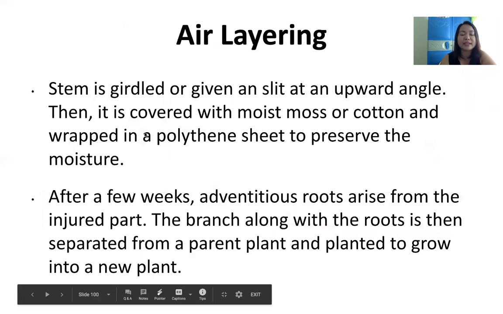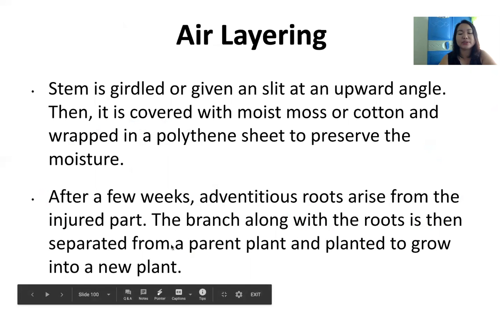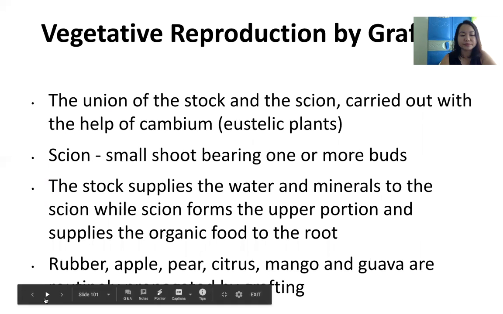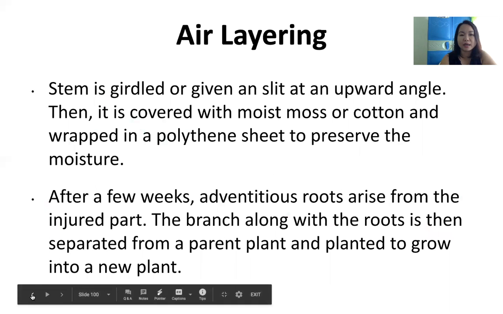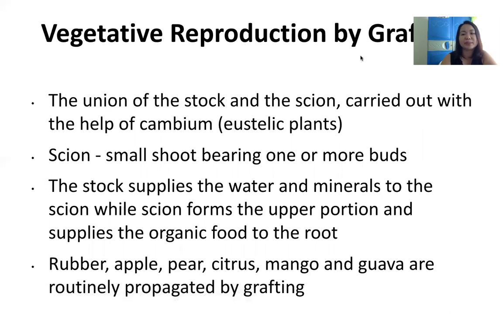Air layering is where the stem is girdled or given a slit at an upward angle, then covered with moss or cotton and wrapped in polyethylene sheet to preserve the moisture. After a few weeks, adventitious roots arise from the injured part, and the branch along with the roots is then separated from the parent plant and planted to grow a new plant. So that's air layering. Now we have vegetative reproduction by grafting.